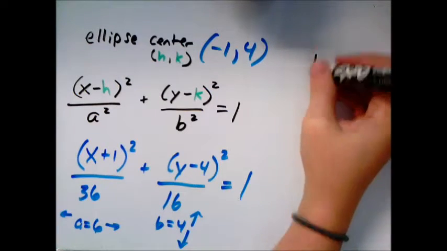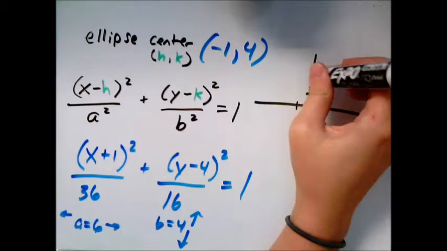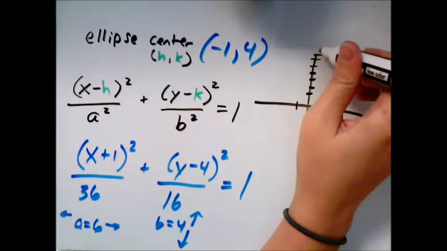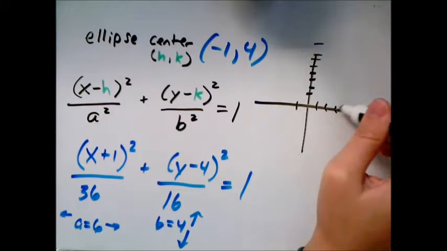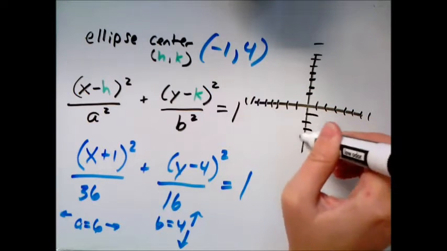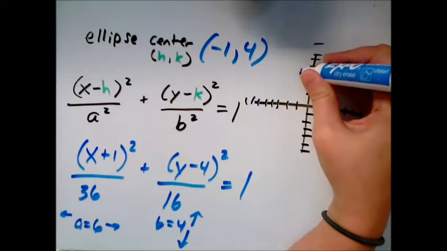So the center is negative 1, 4. That's back 1 and up 4. And then make enough hash marks on my graph. All right, so the center is negative 1, 4, so that's about here.